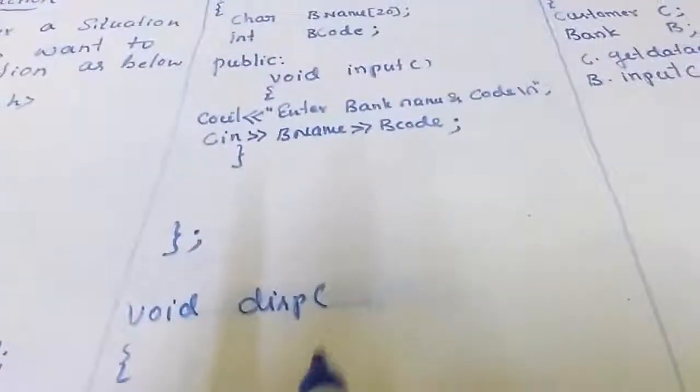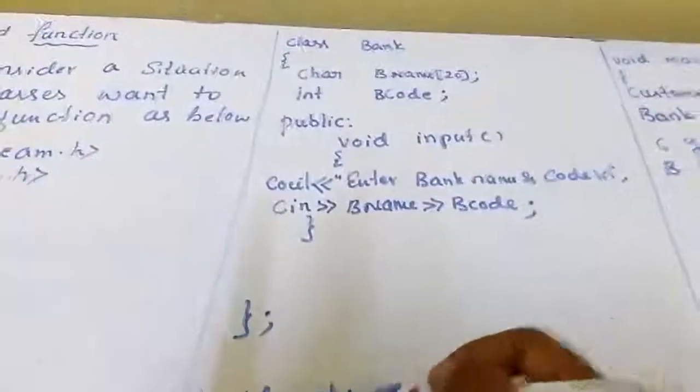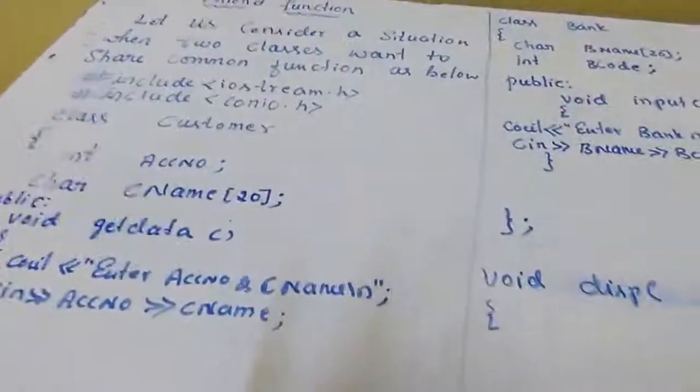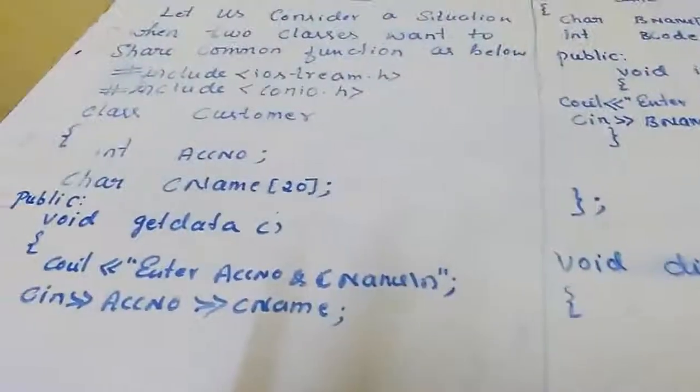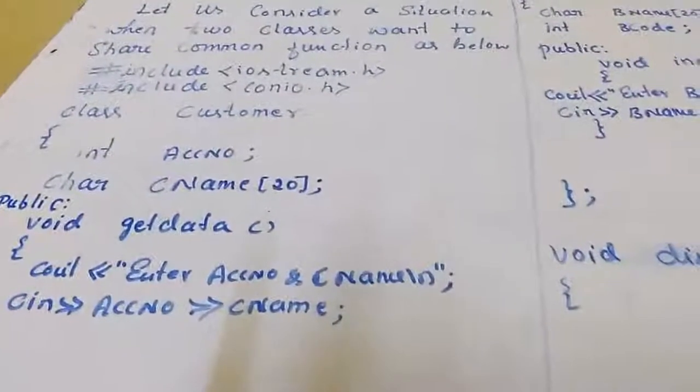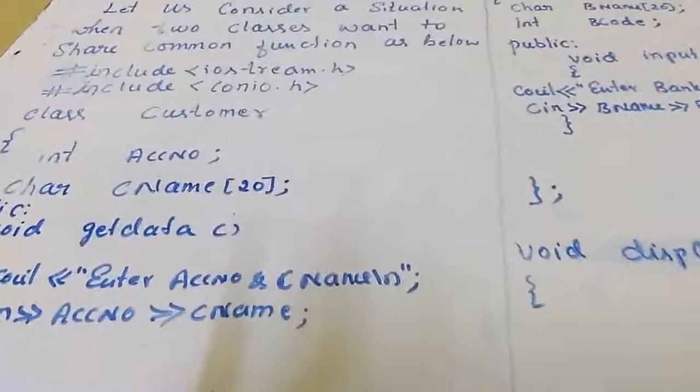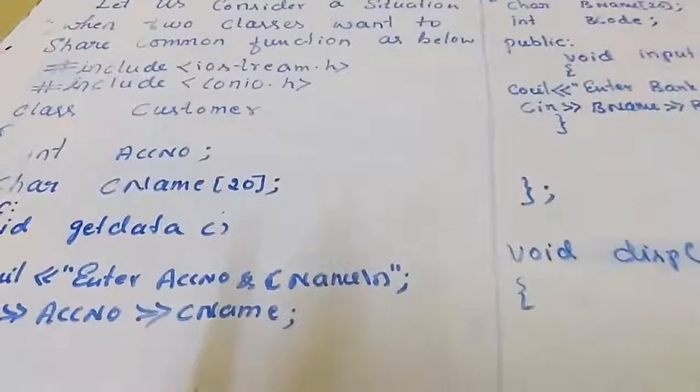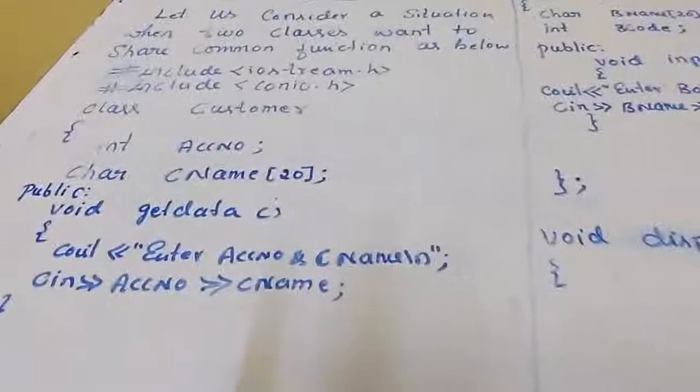But to this function, I have to pass objects. It cannot access private data of a class. A non-member function cannot access private data of a class. You know the rule: private access specifier, public access specifier and protected access specifier. Private access specifier members cannot be accessed from a non-member function.